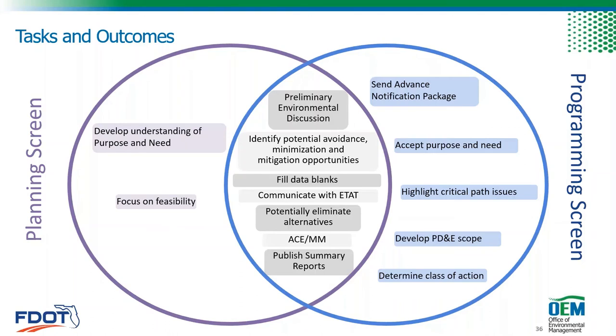We're trying to accept the purpose and need so we don't have to address that in so much detail. We're meeting requirements to send the advanced notification package out. And then in the middle of this, there's a core set of information and tasks and outcomes that we're trying to accomplish. In most cases, we do a lot more programming screens than planning screens. So in this presentation, I'm going to be focusing on the things in this blue circle, and of course, the intersect between the two.